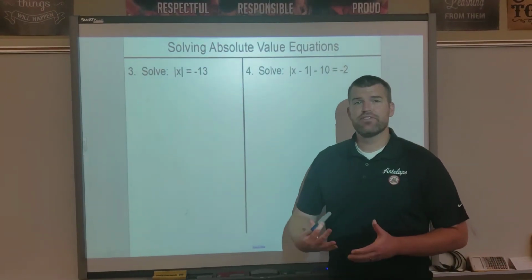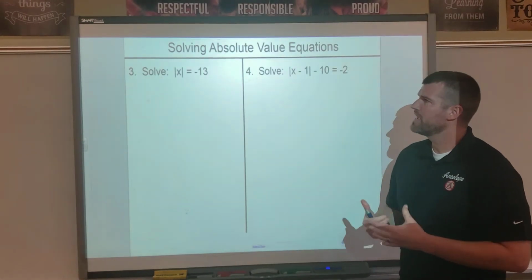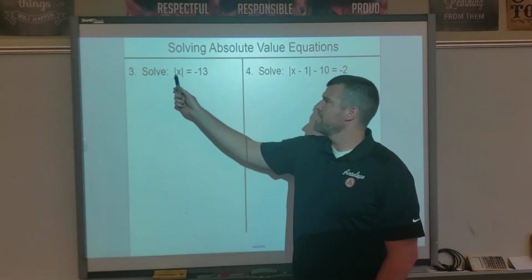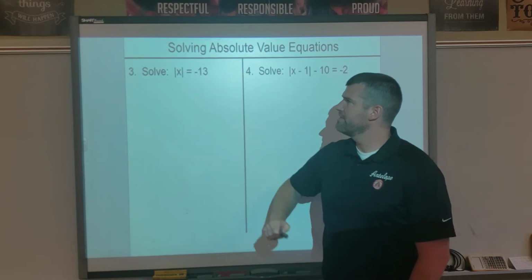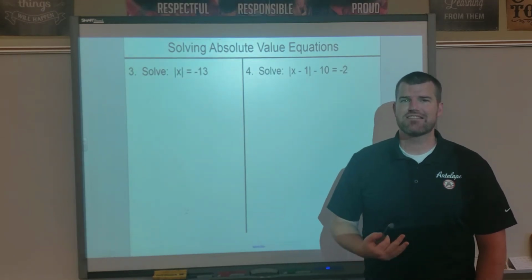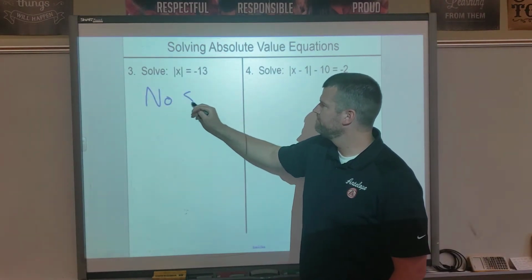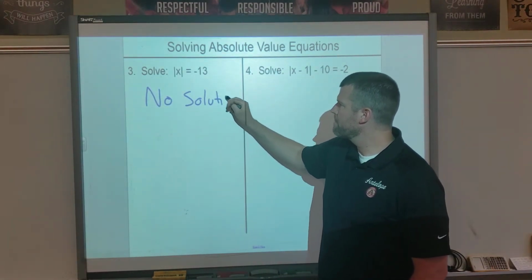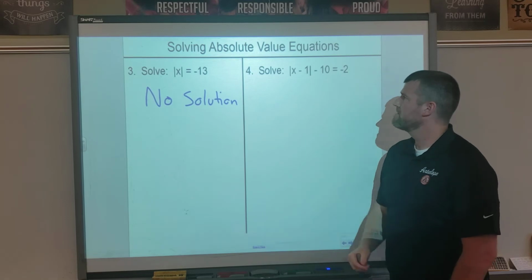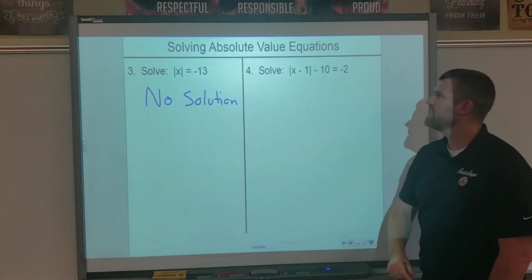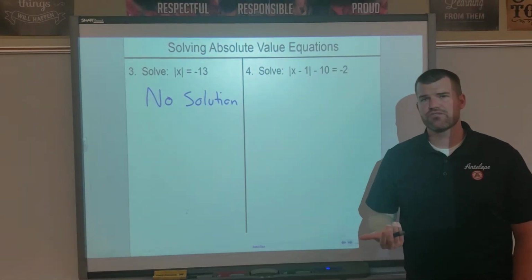If there are negatives in the problem, we just have to be careful. This one is saying that our distance from 0 is negative 13, but our distance will never be negative. So this one is no solution. But this final example, it is equal to negative 2, but this one is not no solution.